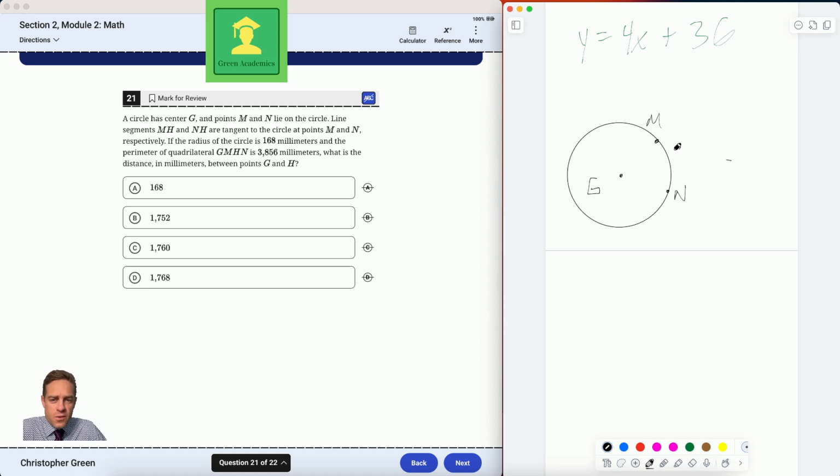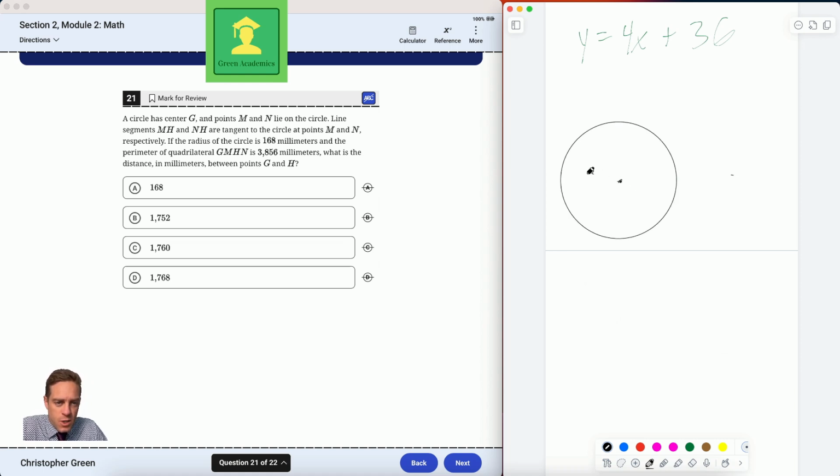The radius of the circle is 168 millimeters, and the perimeter of quadrilateral GMHN. Oh, I see what's happening here. So they're tangent. So I need to draw this a little bit more accurately, but now I see how to draw this picture. So I could draw a better picture than that.